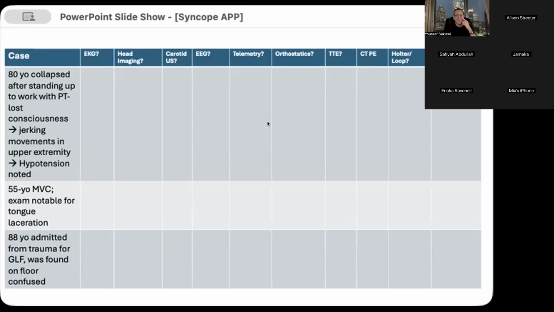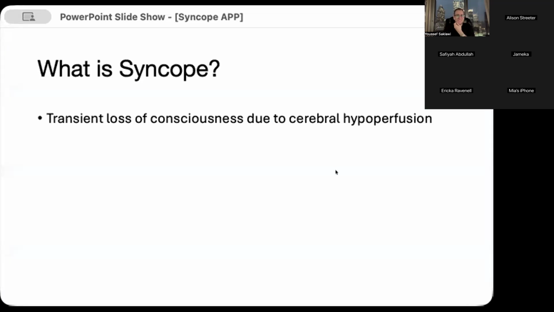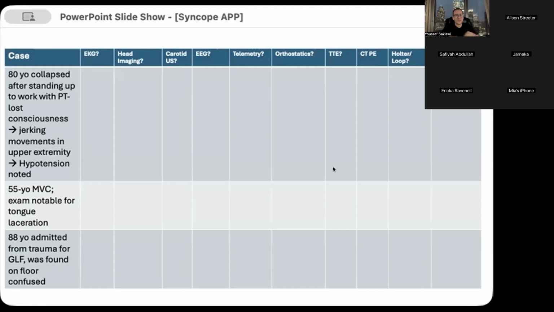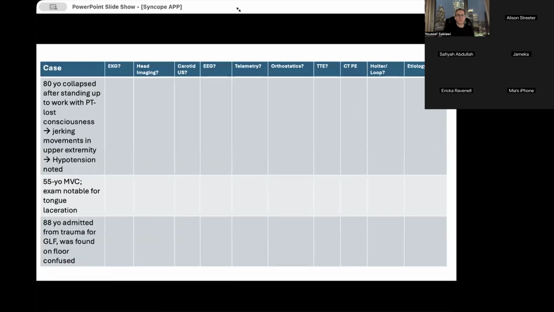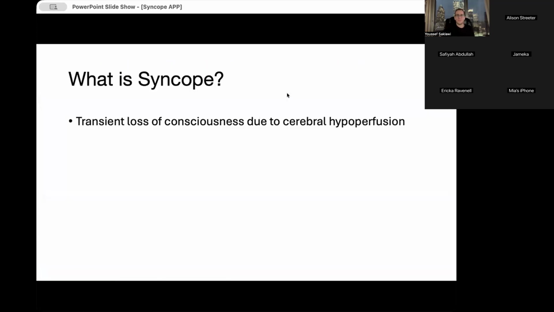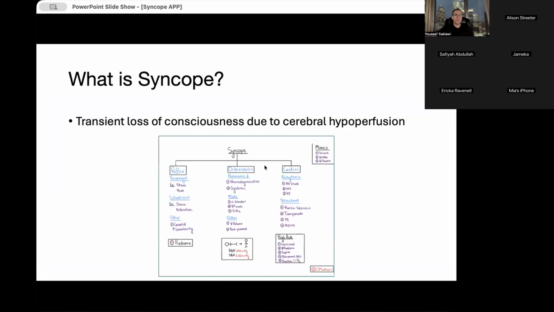All right, so let's go through these cases. You don't need to share right now, but I want you to hold on to what workup you would do for these patients, and then we can go through the thought process and the explanation. So just going through syncope in general: what is syncope? It's a transient loss of consciousness due to cerebral hypoperfusion.